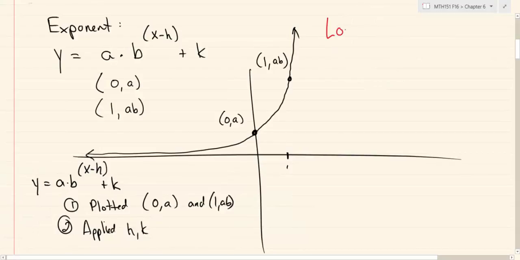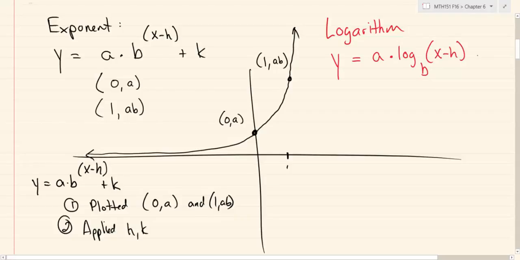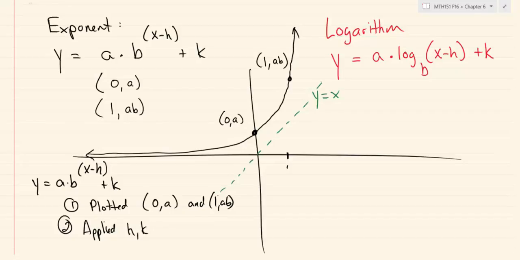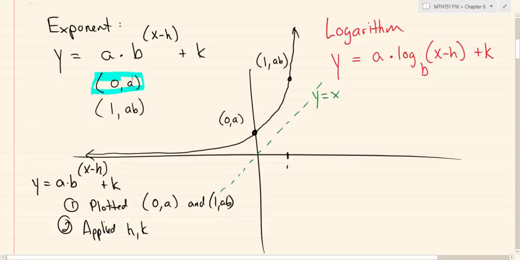Now let's talk about the logarithm. And so the logarithmic function is going to be y equals a times log base b of x minus h plus k. And so what are the 2 points that we want to plot when it comes to the log function? And remember that the log function is the functional inverse. And so what were the 2 points for the exponential function that we wanted to graph? The first point was (0, a).